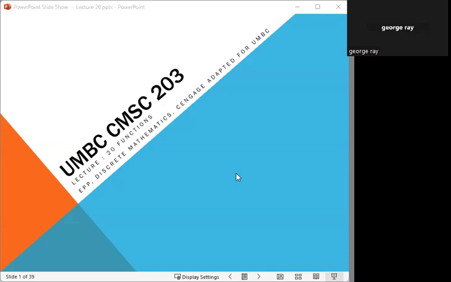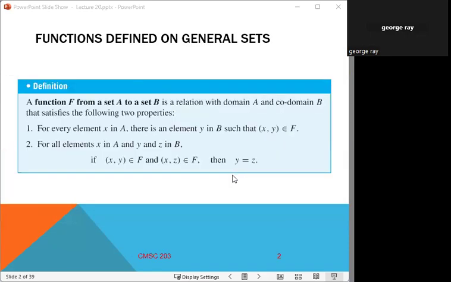In this lecture, we're going to revisit functions. Just to refresh our memories, a function is a relation between a domain A and a codomain B, and it has these properties. For every element in A, there is an element in Y that is part of that relation.